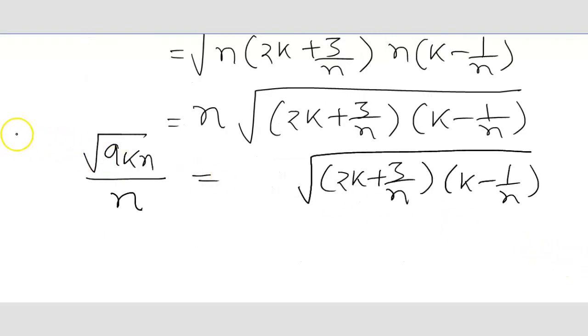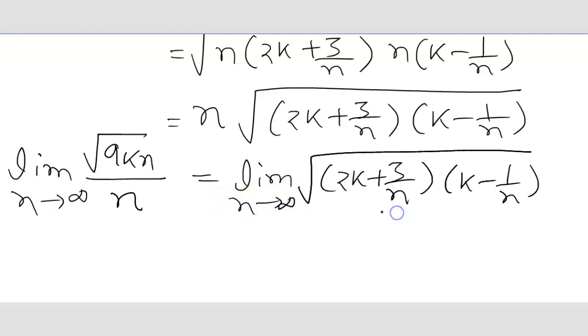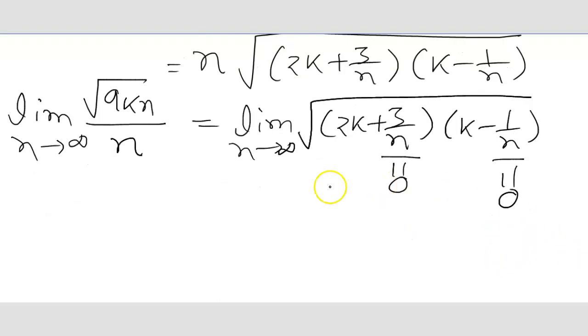And now if we take limit on both sides, because we have to consider the case when limit n tends to infinity, see these two things, 3 by n will vanish, and 1 by n will also vanish, so these two things become 0. So we are left with only 2 under the square root, and there is a k and there is a k, so root under k square will result as k, so root 2 k.